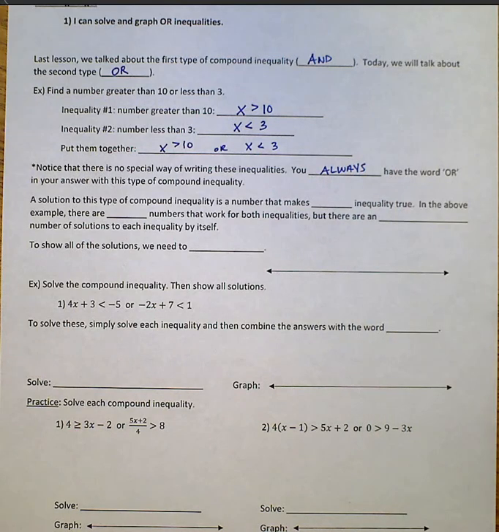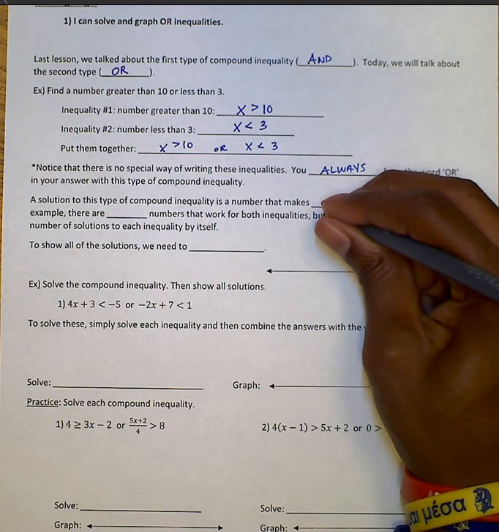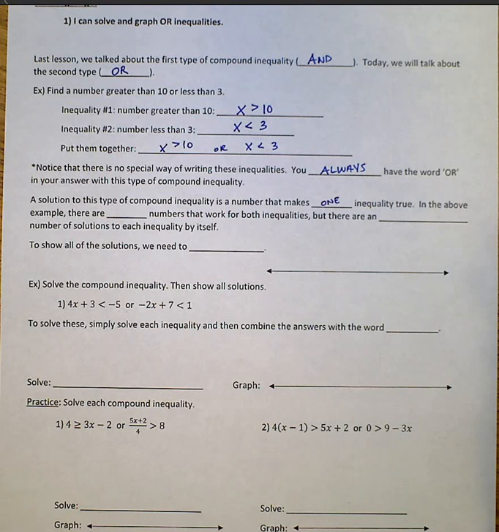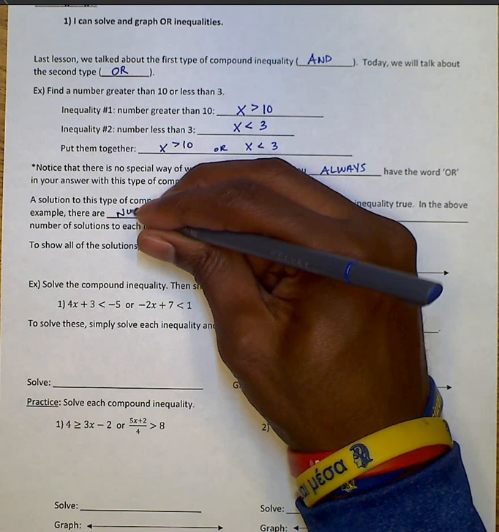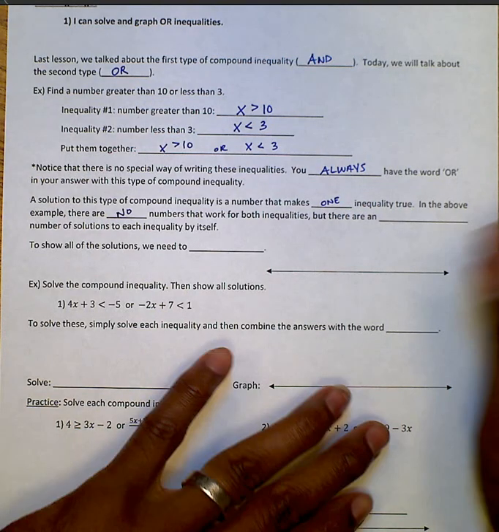A solution to this type of compound inequality is a number that makes one inequality true. In the above example, there are no numbers that work for both inequalities. It would have to be a number that's greater than 10 and less than 3. If you said 11, it would be greater than 10, but not less than 3. If you said 2, it would be less than 3, but not greater than 10. So for OR inequalities, it's understood that only one of those requirements needs to be met. No numbers work for both inequalities, but there are an infinite number of solutions to each inequality by itself.